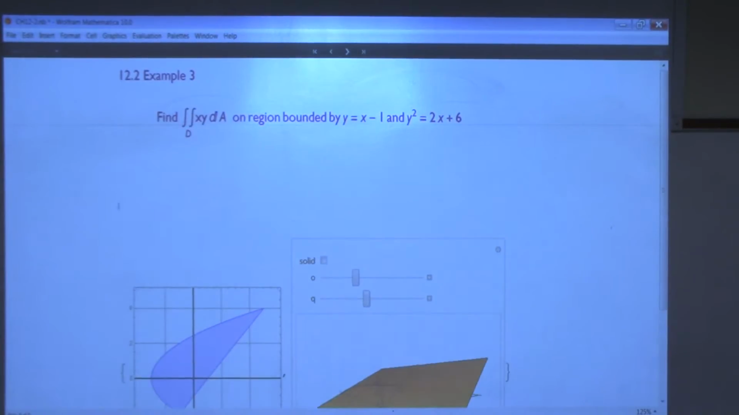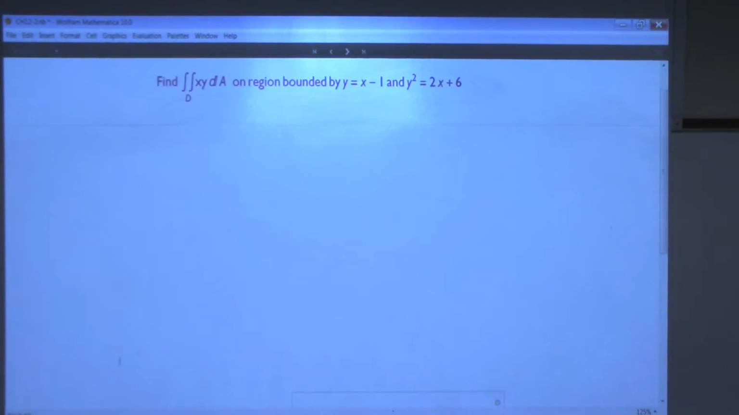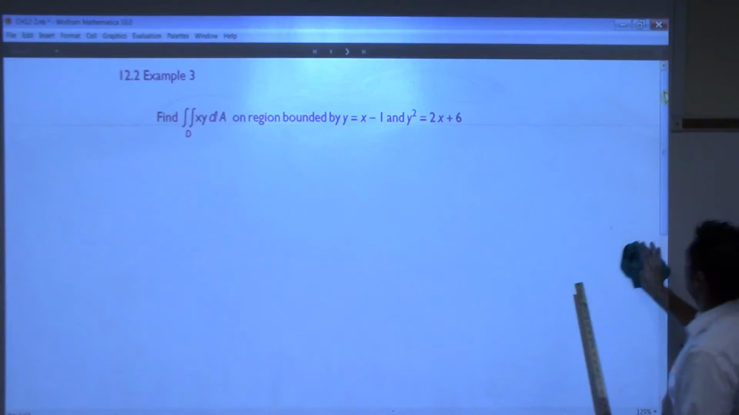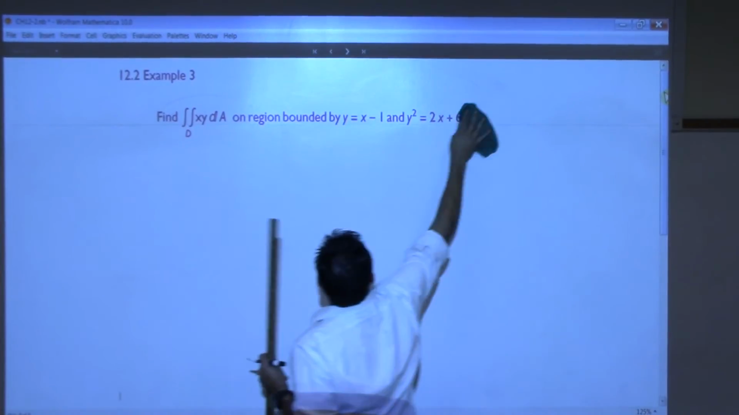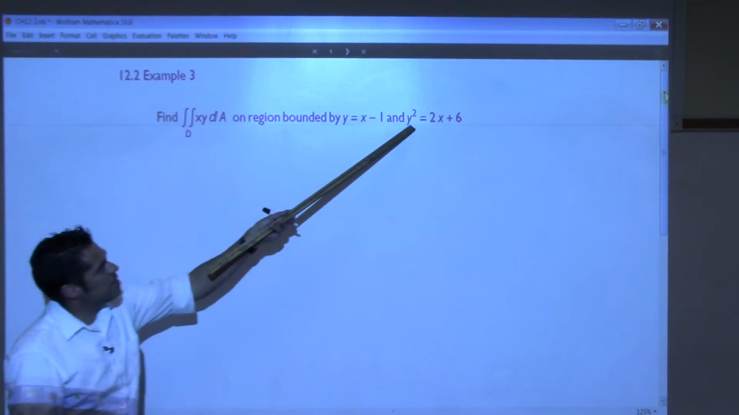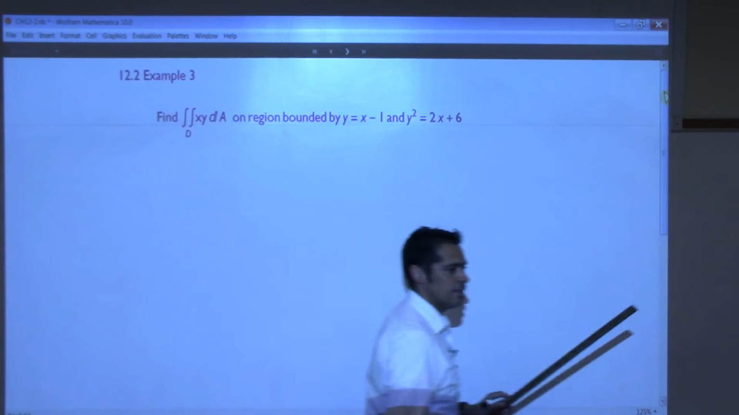Now, there's something in this problem that kind of gives it away that this is going to be a type 2. What kind of gives it away? Y squared. That y squared. You see it in there? You see this right here? Y squared is equal to 2x plus 6.